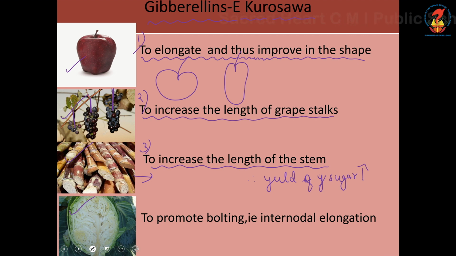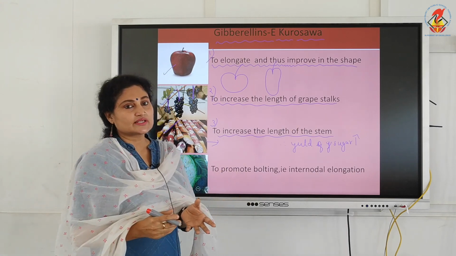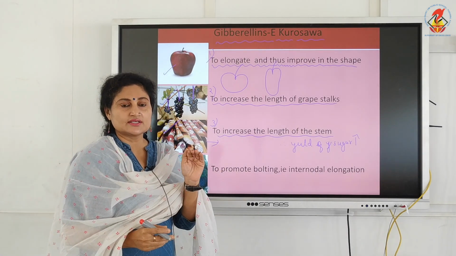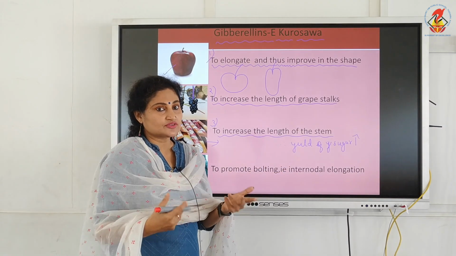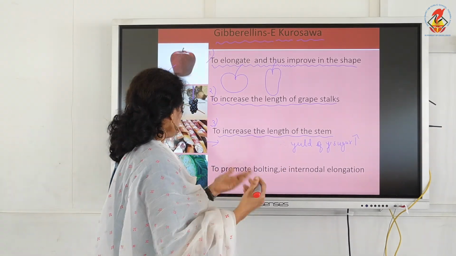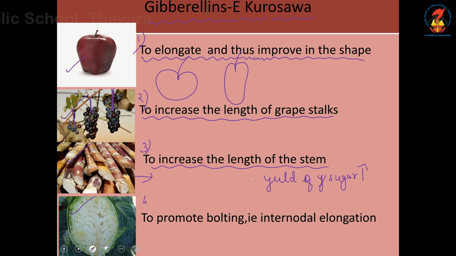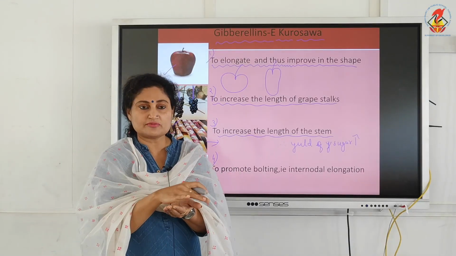That is the purpose. When we apply gibberellins to sugarcane, the stunted sugarcane also becomes elongated, and therefore the yield of sugar becomes many times higher. Then, with respect to the vegetables which are in rosette-like habitat, have you seen cabbage?